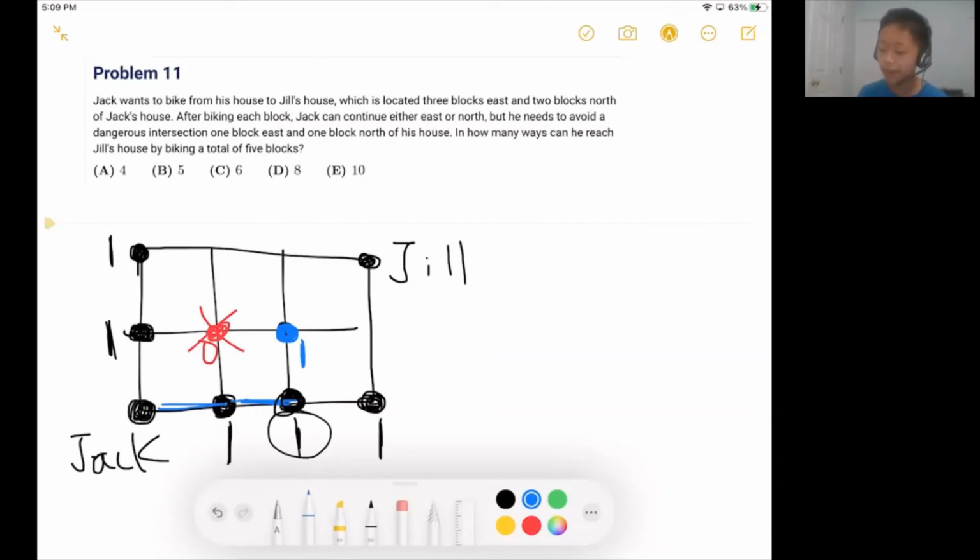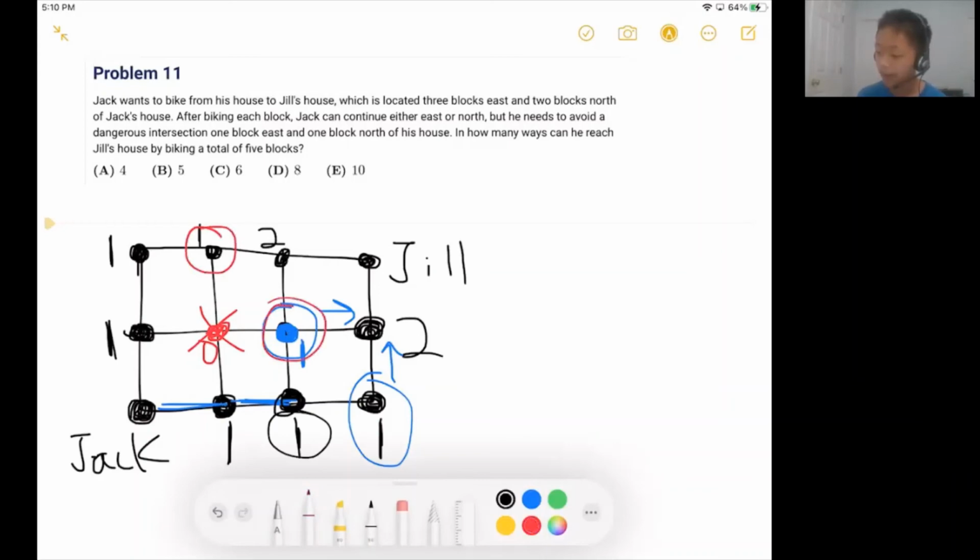We can continue this logic for this point here. There are 2 ways to get here. Jack could get to this point and then move right, or Jack can come this way and move up. So you do 1 plus 1. You can repeat this logic, and there would be exactly 1 way here. And there would be 2 ways here because you would do 1 plus 1. And to get here, there are 4 ways in total. You would just do 2 plus 2. So that's why the answer would be 4.